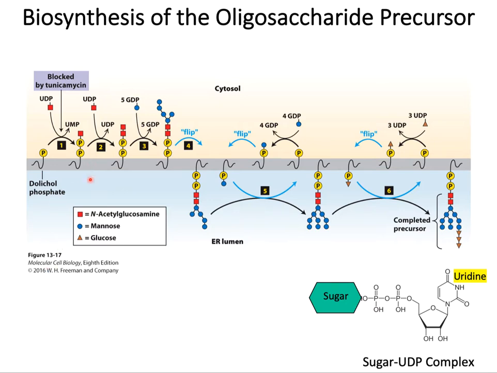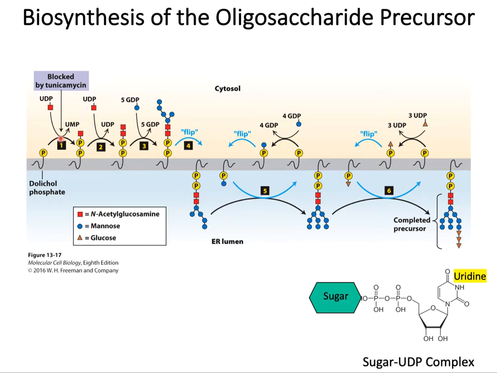The oligosaccharide precursors containing 14 residues are preformed on the dolichol phosphate, which is a lipid embedded in the ER membrane. And this dolichol phosphate is hydrophobic, it's a polyisoprenoid, and it contains about 75 to 95 carbon atoms and is docked into the membrane. Now, what happens is the first N-acetylglucosamine is brought by the nucleotide sugar, UDP, which is the uridyl diphosphate.